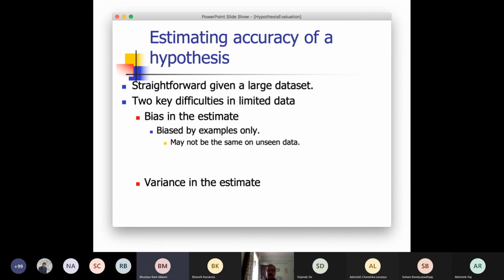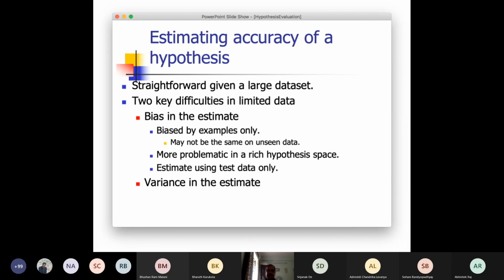Yeah. So as I was mentioning, when you have a bias, it may not be the same on unseen data, and it is more problematic in a rich hypothesis space, because rich means the hypothesis space is large and you have many options. So which one is the true hypothesis? That itself is difficult to find out in that case. And of course, you have to estimate using test data only in that case.